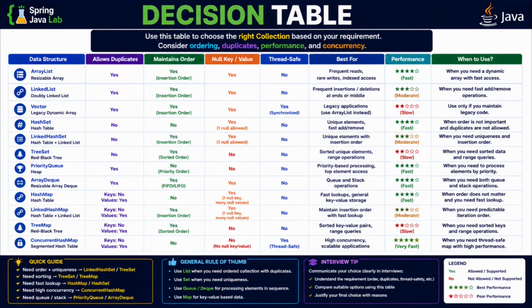If processing order is important, choose a queue. If priority matters more than arrival order, use PriorityQueue. And if your application is accessed by multiple threads, consider ConcurrentHashMap. Instead of memorizing every collection, first identify your requirement. Do I need ordering? Do I need uniqueness? Do I need sorting? Do I need thread safety? Once you answer those questions, selecting the right collection becomes much easier.